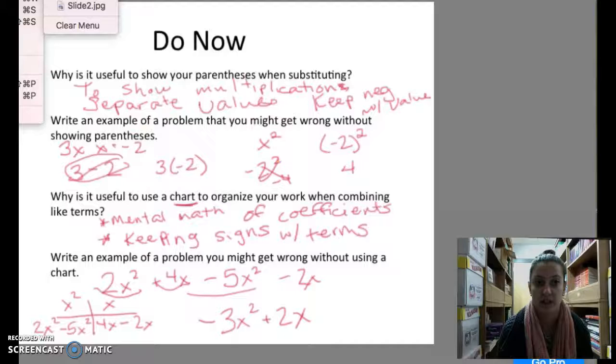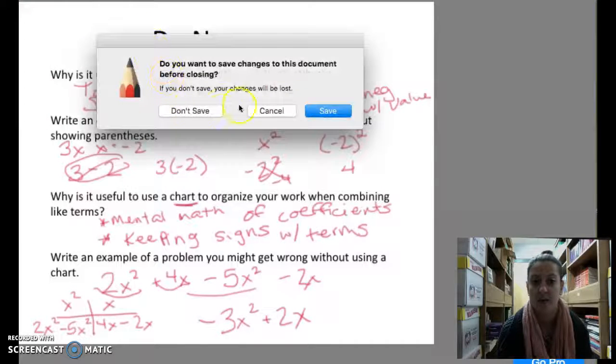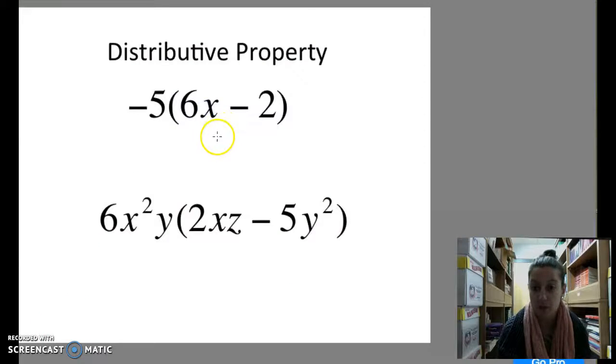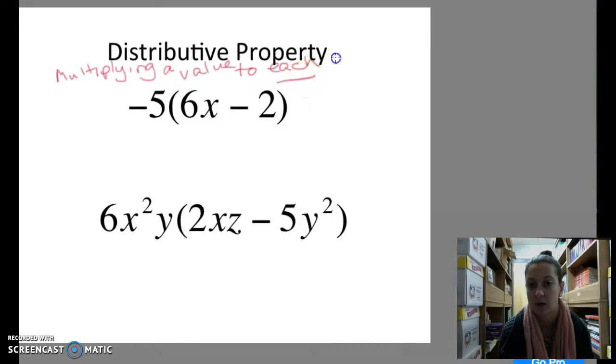Okay, just 2 slides left here today. So this one right here, distributive property. When we're distributing, we are multiplying. You're multiplying a number or value to each term in a group.